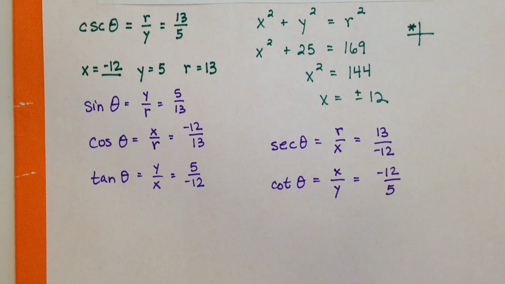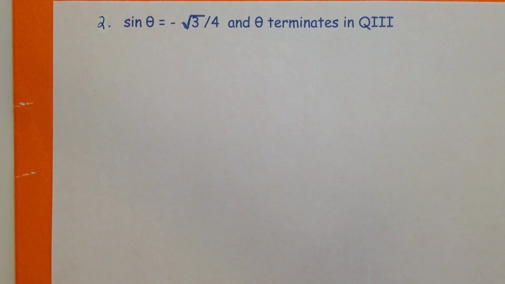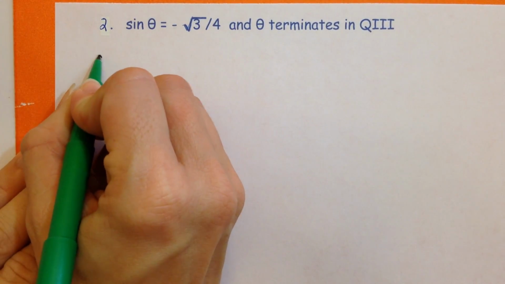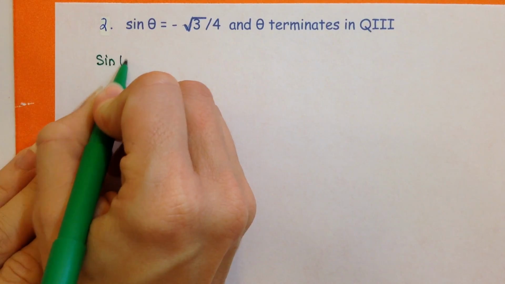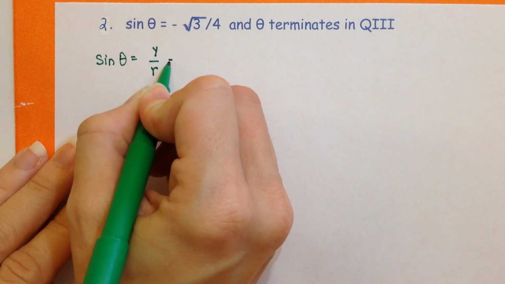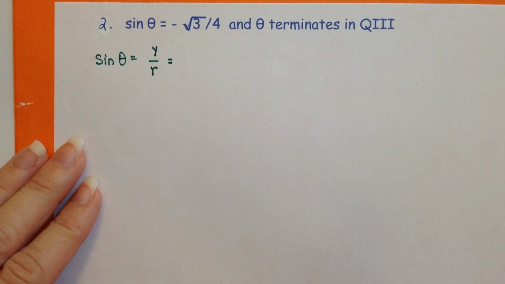All right, next one. This next one's basically doing the same thing, just giving you another look at it. Okay, so this time you're given your value for sine. So sine is y over r.